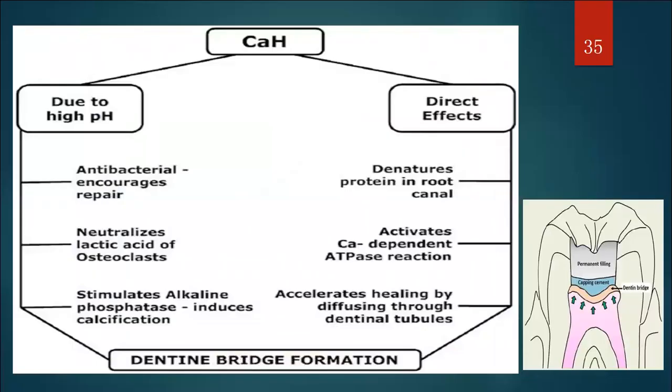Now, calcium hydroxide, due to high pH, shows antibacterial effect, encourages repair, neutralizes the lactic acid of osteoclasts, stimulates alkaline phosphatase, and induces calcification. Its direct effects denature the protein in the root canals, activate the calcium-dependent ATPase reaction, and accelerate healing by diffusing through dentinal tubules. These all create the dentin bridge formation.